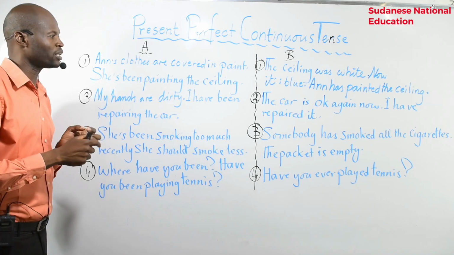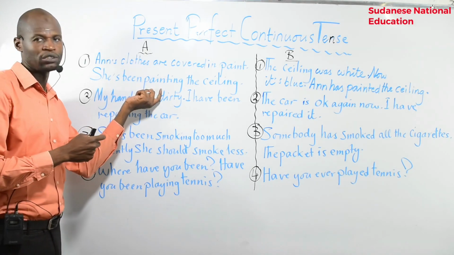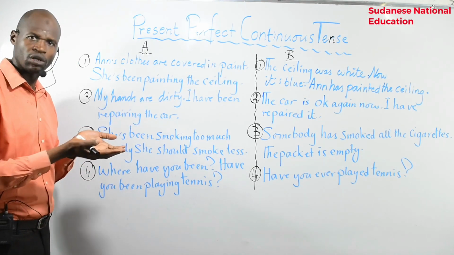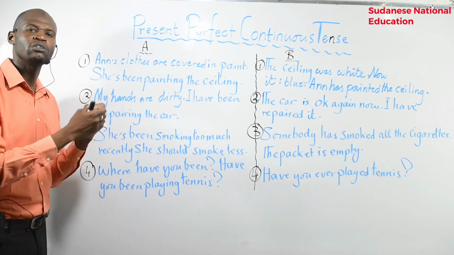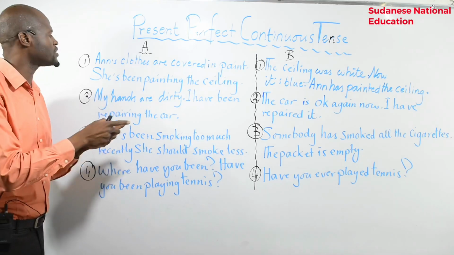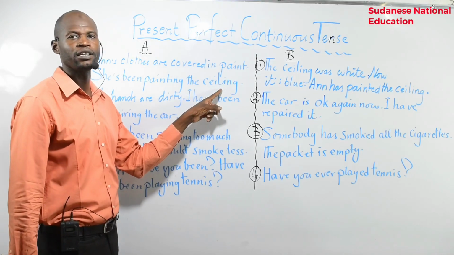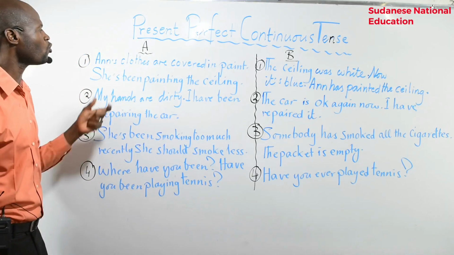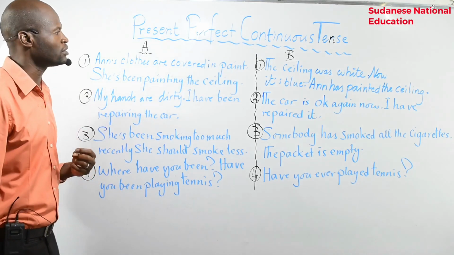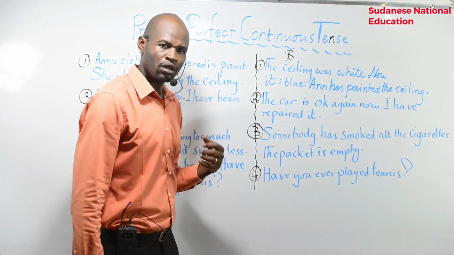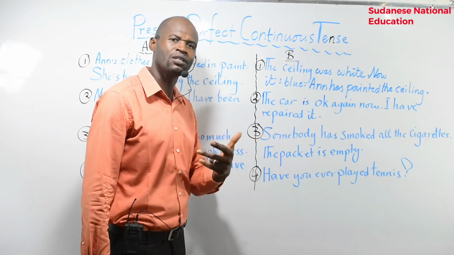Why? Because we are interested in the action itself. The action of what? Of painting, whether she finished or not. So we're not interested in the result. We're interested in the action itself. So we say, she's been painting the ceiling. Why? Because her clothes now are covered in paint. We use present perfect to show the result, or when we are interested in the result of the action.